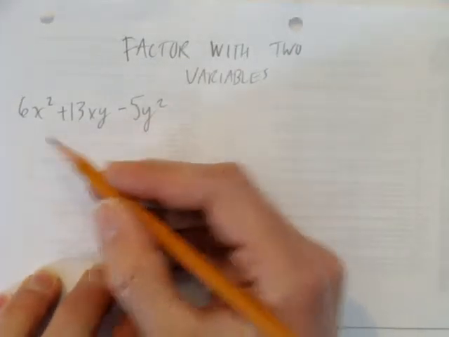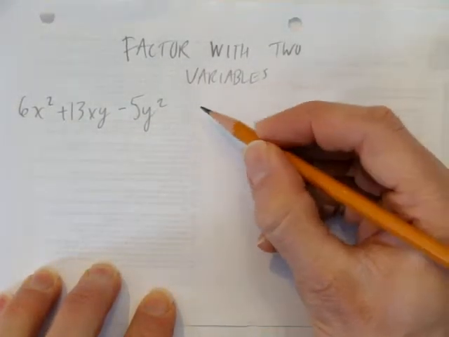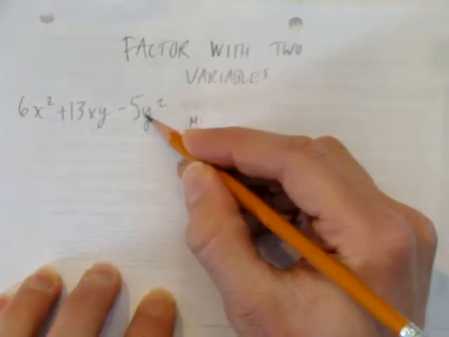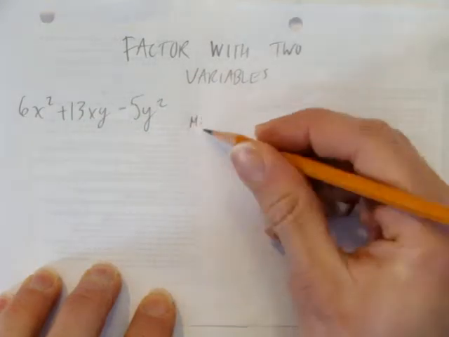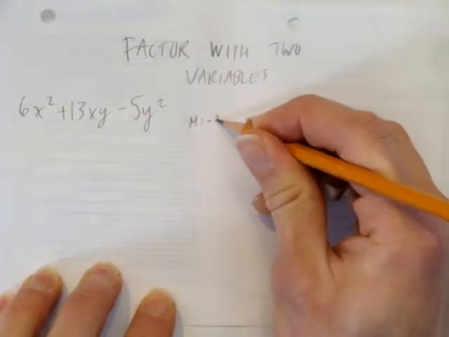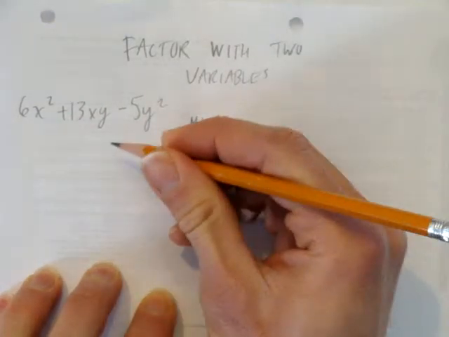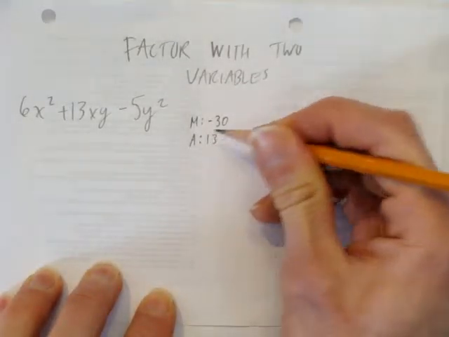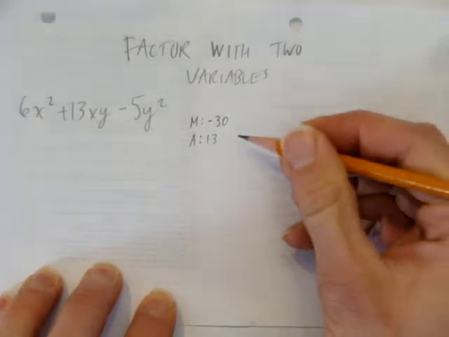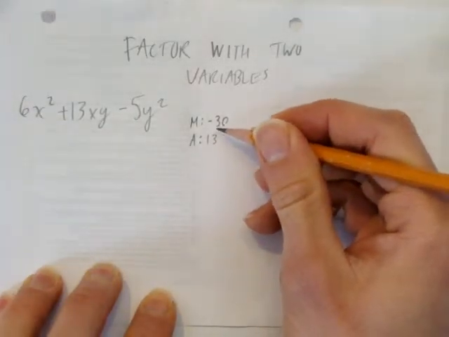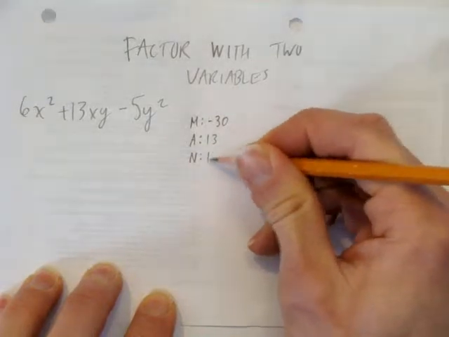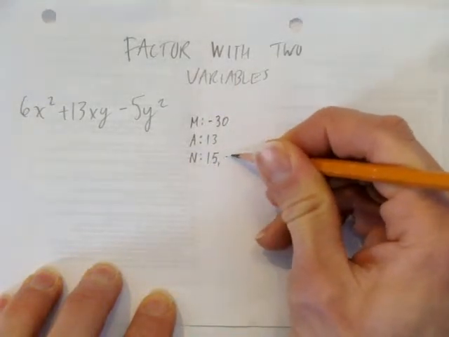So how do we factor? Well, as usual, we're looking for something that multiplies to a times c, that is whatever 6 times negative 5 is. So we're looking for something that multiplies to negative 30 and adds to the coefficient of the middle term, 13. So what multiplies to negative 30 and adds to 13? The numbers are 15 and negative 2.